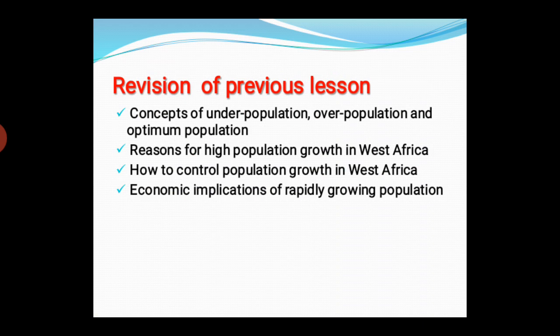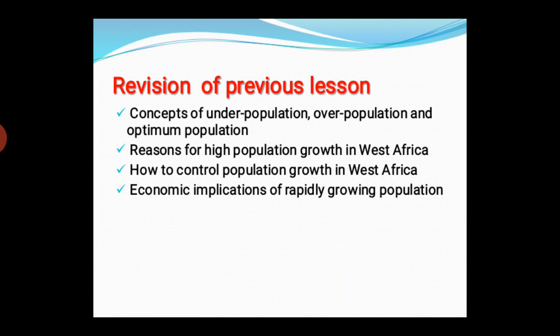there is possibility to be maximum output or the highest output per head, because the population tends to bring about the greatest output per head and increase in standard of living. The two extreme concepts are underpopulation and overpopulation. So below optimal population is underpopulation. That is, the population size is very small compared to the available resources and state of technology.